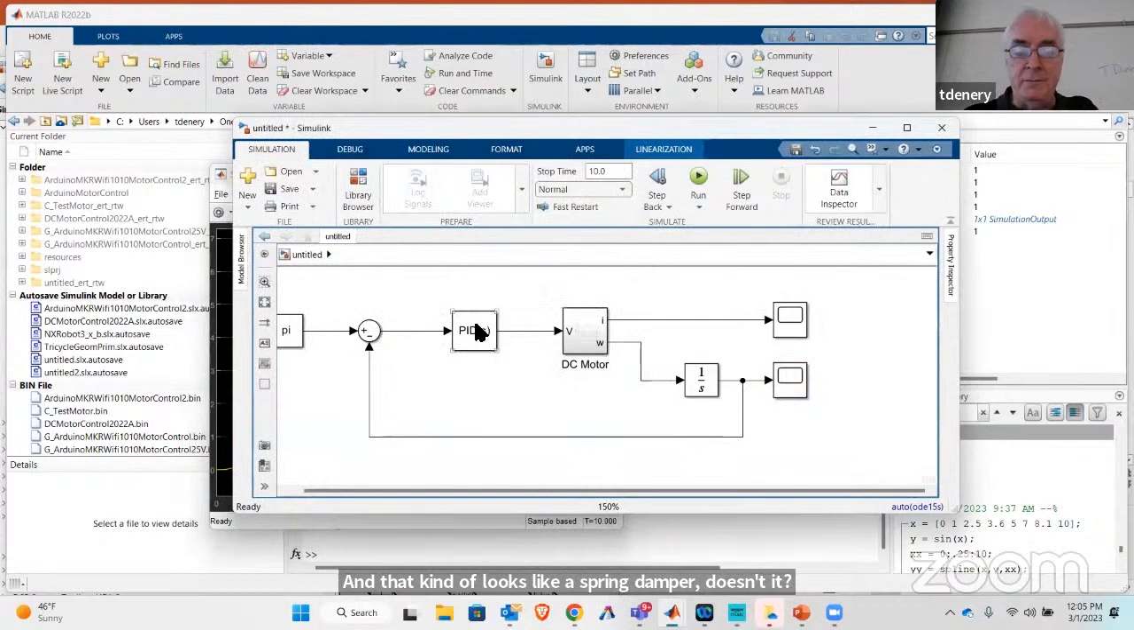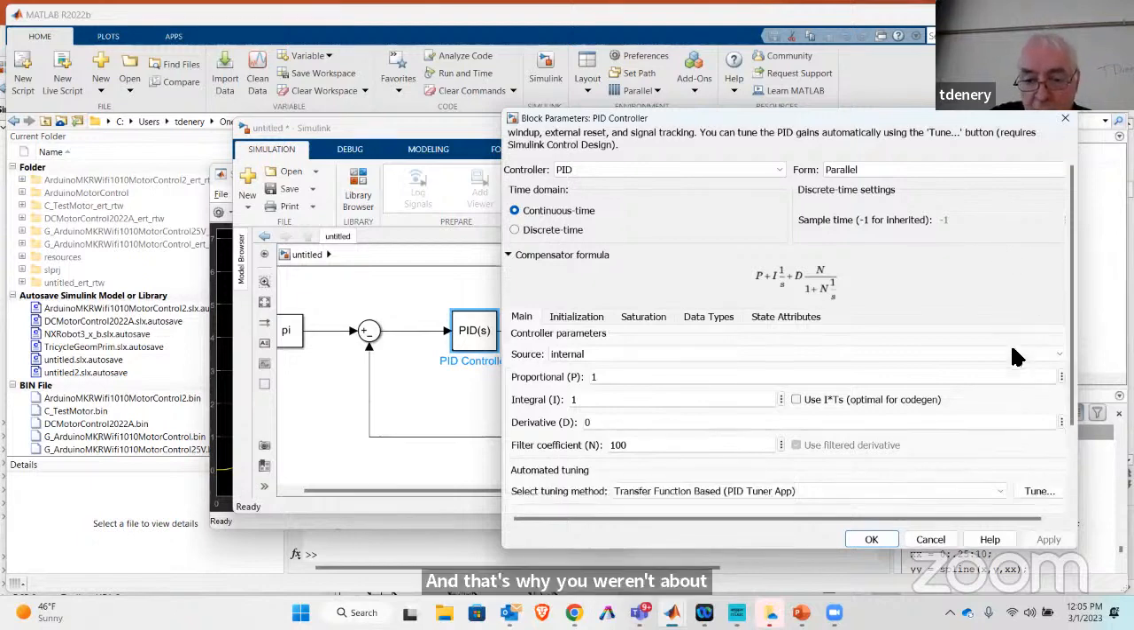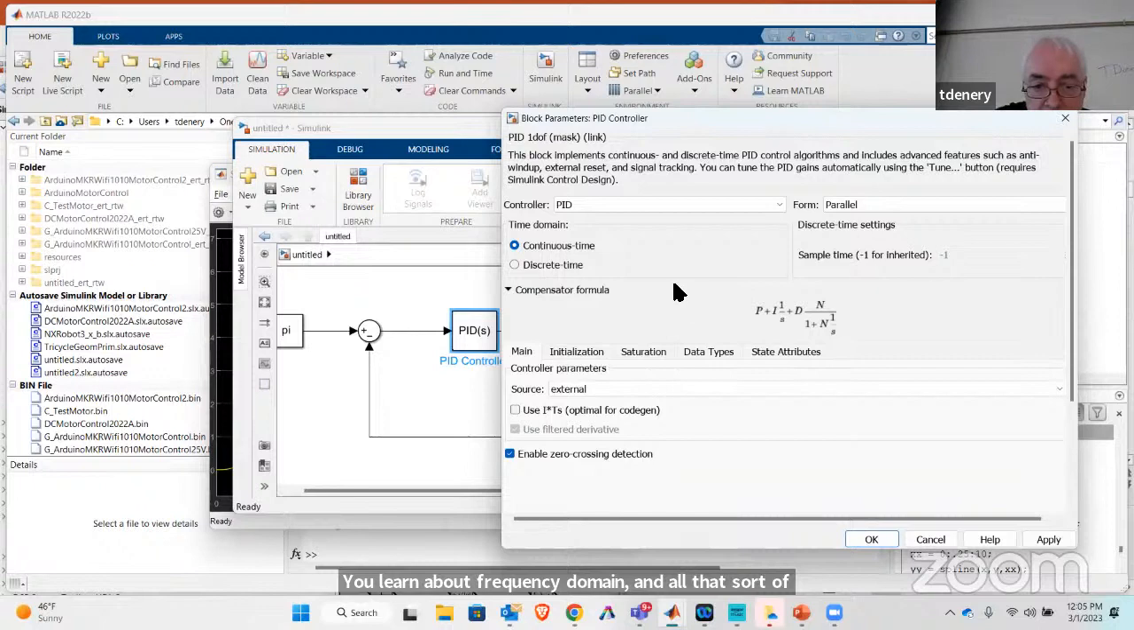That kind of looks like a spring damper, doesn't it? The last piece to this is what they call the tuning of the controller. Feedback is absolutely informed by the device itself, but it's indirect how it's tuned to deal with the natural dynamics of that device to adjust and eliminate the error. That's why you learn about Laplace transforms and frequency domain and all that. But what I want to get to is, here's my tune button.